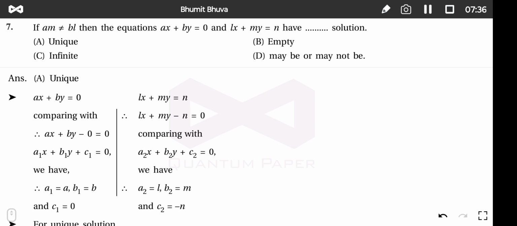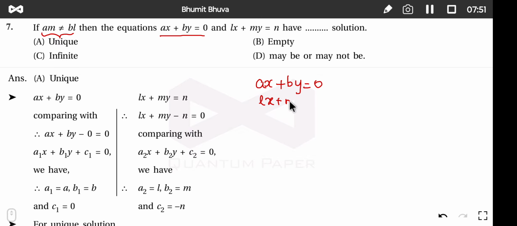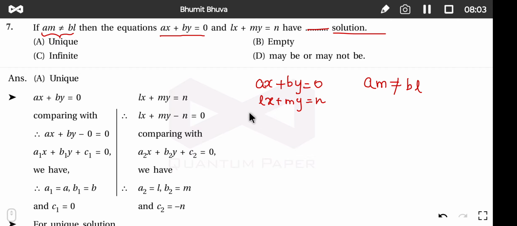Look at the next question. The question is given: if AM is not equal to BL, and these two equations are given, AX plus BY is equal to 0, and the second equation is LX plus MY is equal to N. Which solution do they have? The condition given is AM is not equal to BL. If you look at the ratio of the coefficients of x, a1 upon a2, it is a upon L. Similarly, the second ratio is b upon m.